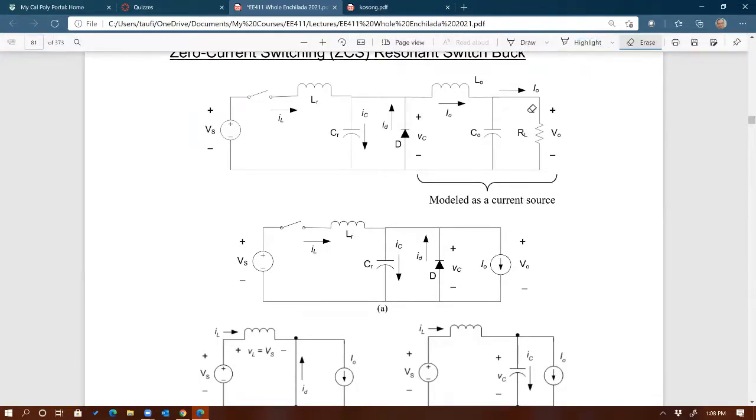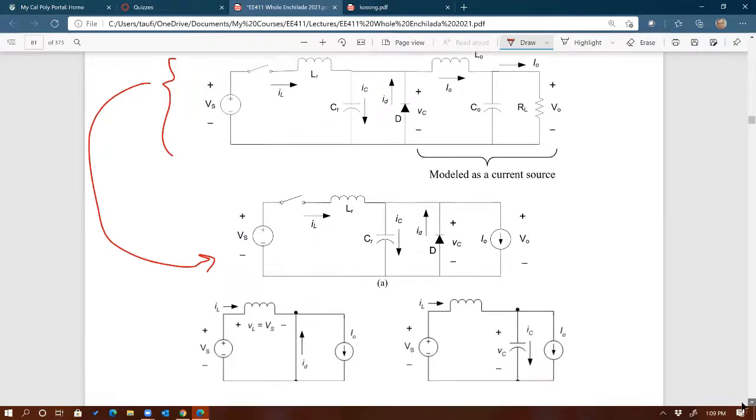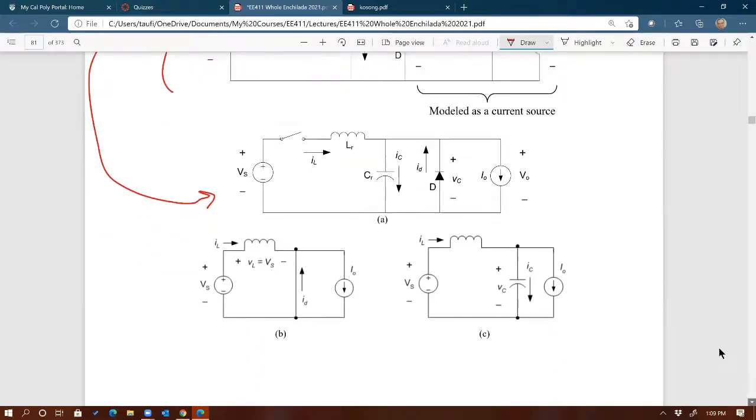Okay, so if I apply those, especially modeling the output stage as a current source, then this circuit reduces to this circuit. Yes? Good.